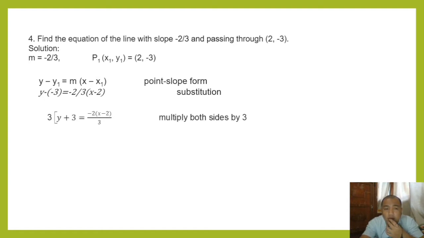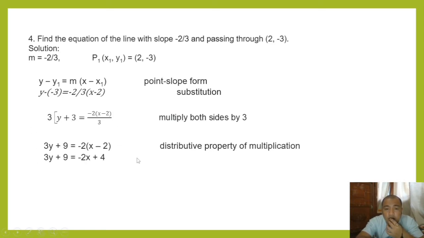Multiply both sides by 3. So we have 3y plus 9 equals negative 2 times quantity x minus 2. Cancel the 3 and 3 here on the right side of the equation. Then by distributive property of multiplication, negative 2x plus 4.